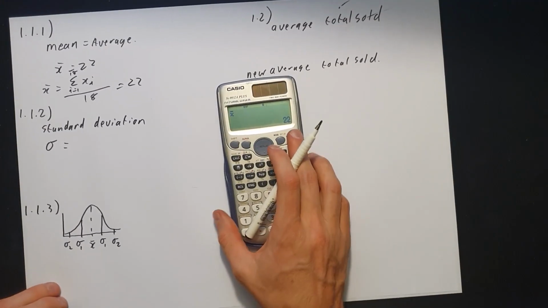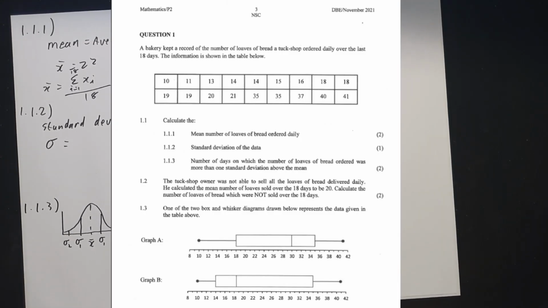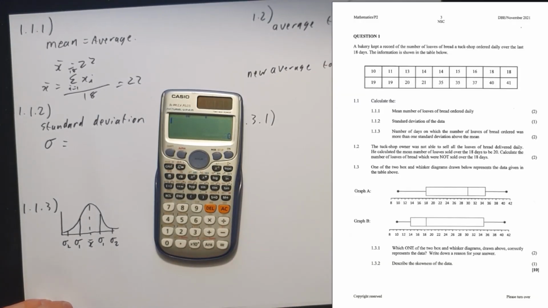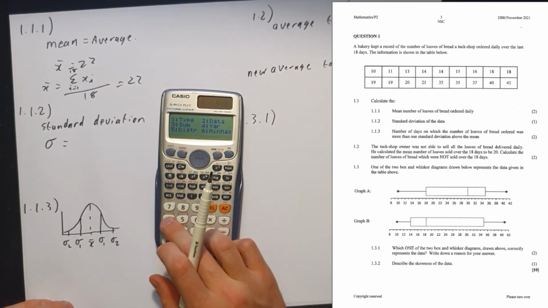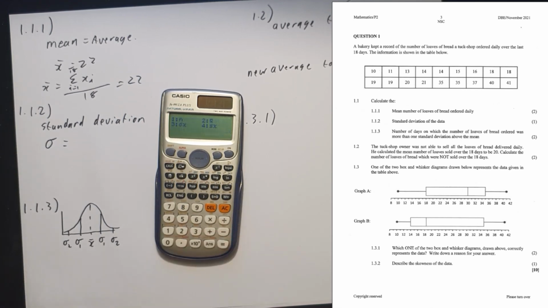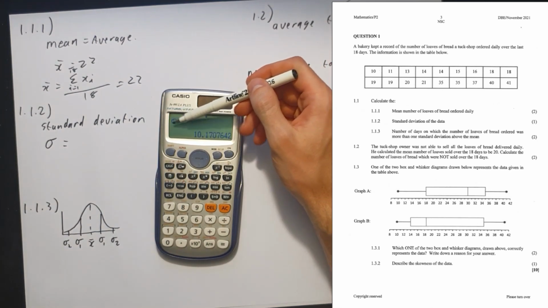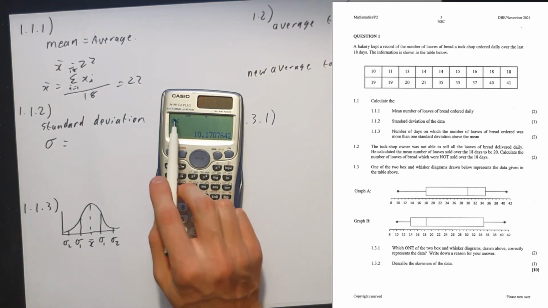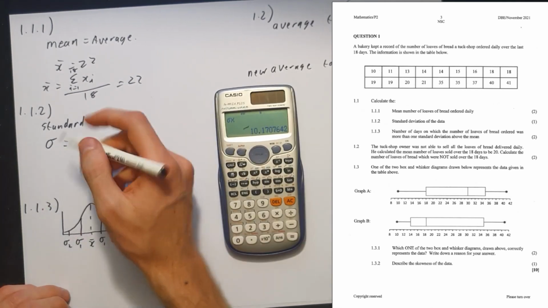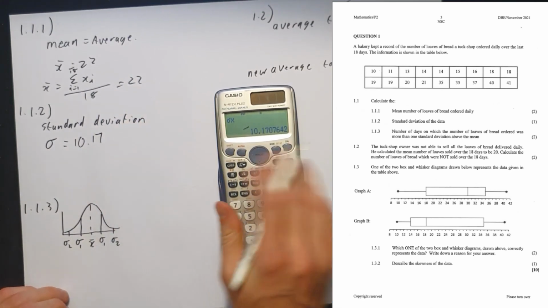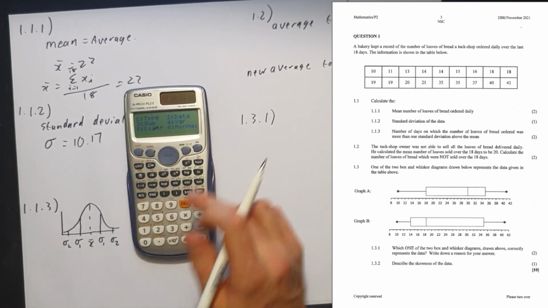Now the next one, 1.1.2, says calculate the standard deviation. Again, we push clear, we go Shift 1, and then we go 4, and then we look here at 3. There we go. So 3 gives us our standard deviation of x. That little symbol over there, σx, is our standard deviation. So over here we're going to get 10.17.